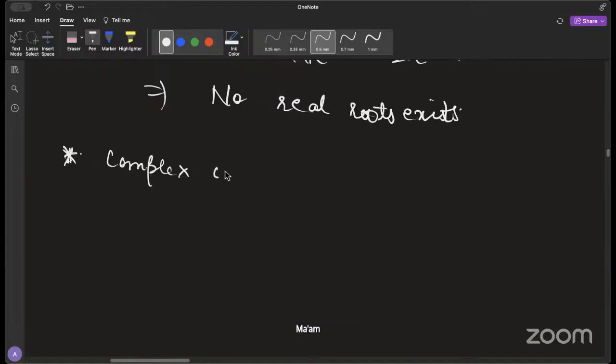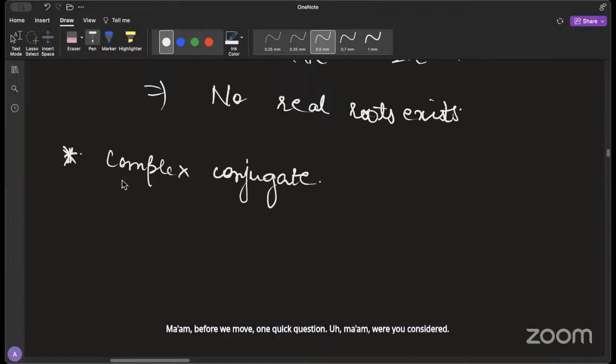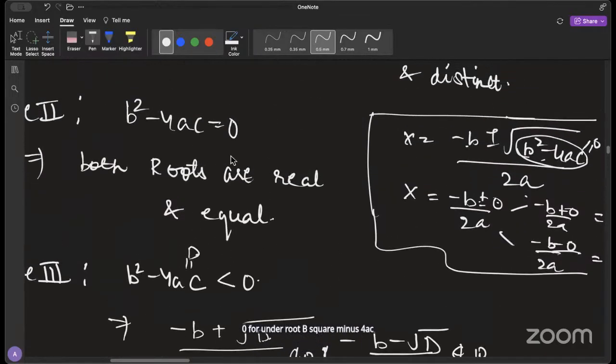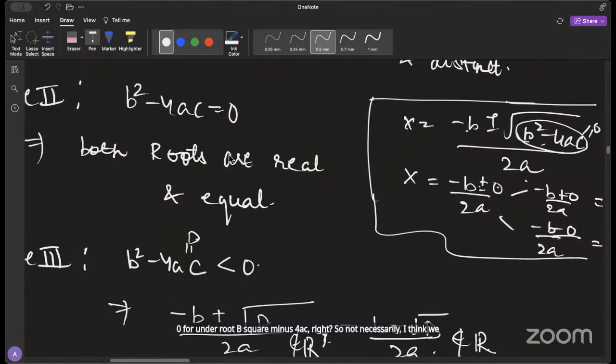Ma'am, before we move, one quick question. Where you considered 0 for under root b square minus 4ac, right? So not necessarily, I think, because let's say for an example we are having root 4, so it will be 2 plus 2 and minus 2. Again we'll be getting a unique root, right?